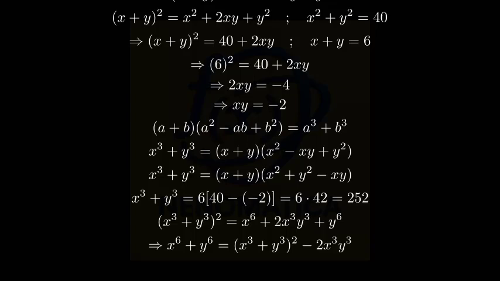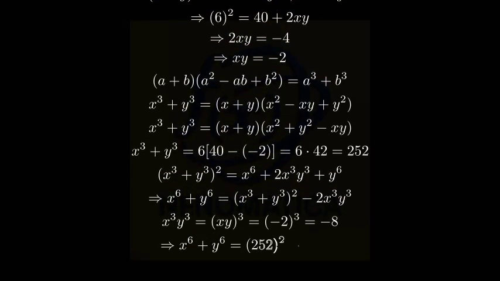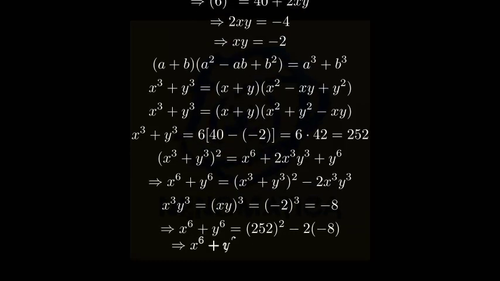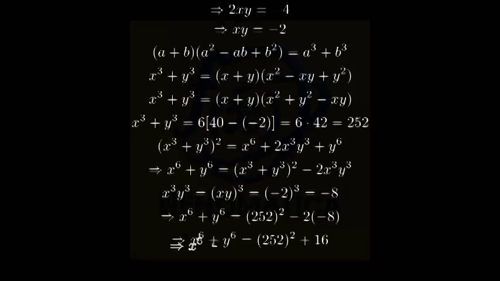We need to find x cubed times y cubed. We know that xy equals negative 2, so x cubed times y cubed equals negative 2 cubed, which is negative 8. Now we can substitute all our values. x to the power of 6 plus y to the power of 6 equals the square of 252 minus 2 times negative 8. Let's calculate the final answer. x to the power of 6 plus y to the power of 6 equals 252 squared plus 16.